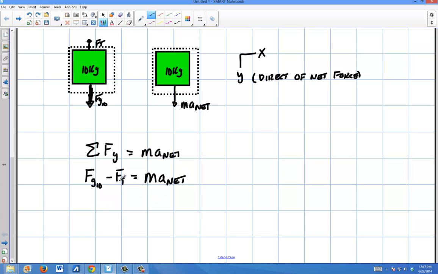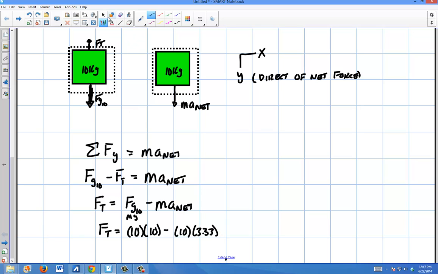Okay, so I'm going to solve for the force of tension here. What I'm going to do is bring the tension over here and the MA net over here. So I'm going to end up with F of T equals the force of gravity of that 10 kilogram object, minus MA net. So the force of tension is going to equal 10 times 10, because that's mg, right? That's mg, minus 10 times 3.33.